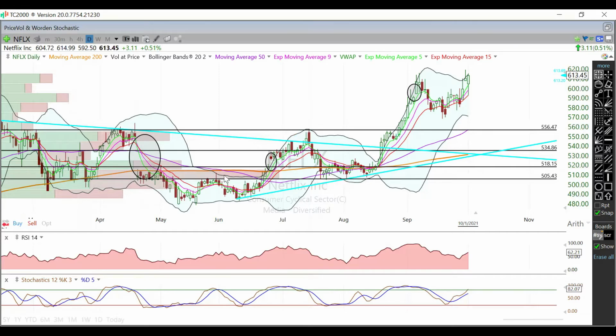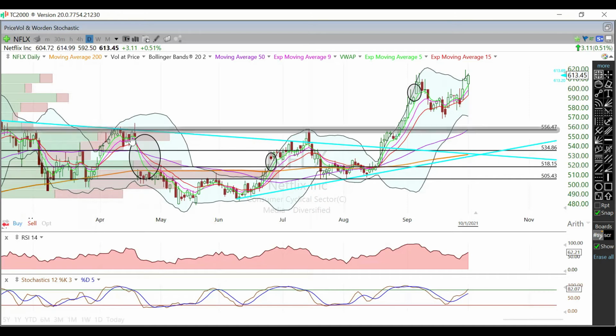And you can see that it took that long, a lot of ups and downs in here to fully fill it. A lot of gaps don't fill as quick as this little one here did on the daily chart in the early part of September for Netflix. Usually you have to wait a little while. Especially when you have large gaps like these, you're going to have to wait quite a bit.